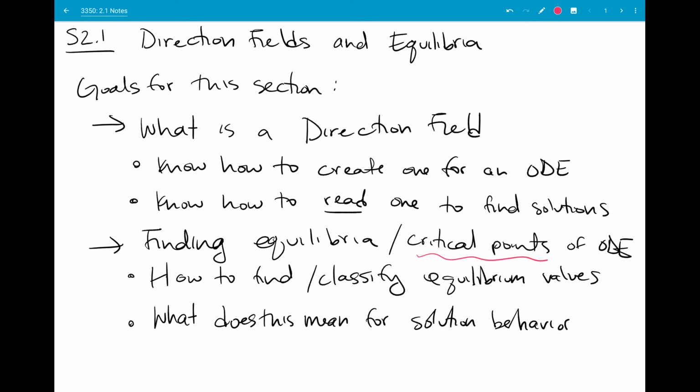And this will also be broken up into two different things. One that's a bit more computational, how to find equilibrium values and classify them. It's very much like an algebraic type of problem. And then after that, we'll talk about what equilibrium values actually mean for solution behavior, more interpreting the results of what we did when we first learned what equilibria were. So both of these tools that we're learning are important for understanding the behavior of differential equations.